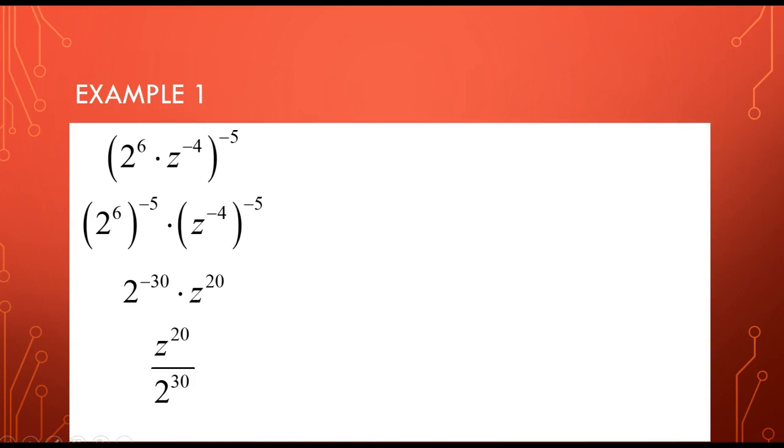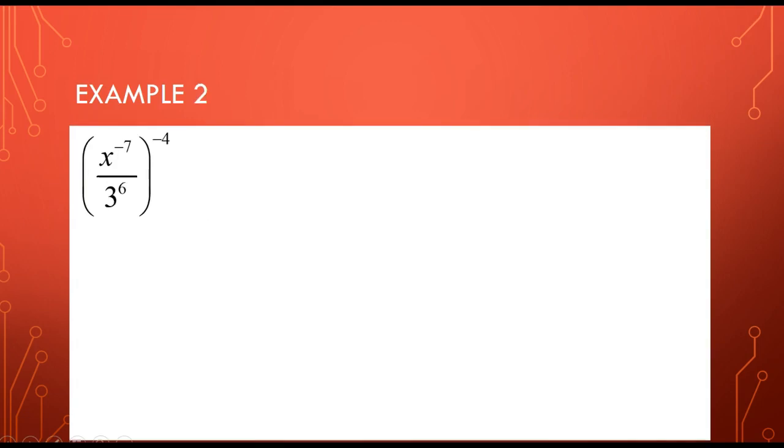Taking a look at the next example, again, I'm going to look inside the parentheses, and I notice that for the most part, these are both simplified. There's no work I can do inside the parentheses. So I'll apply my power of quotients rule, and that would be x to the positive 28th, because negative 7 times negative 4 is 28. Then, raising 3 to the 6th to the negative 4th power gives us 3 to the negative 24th.